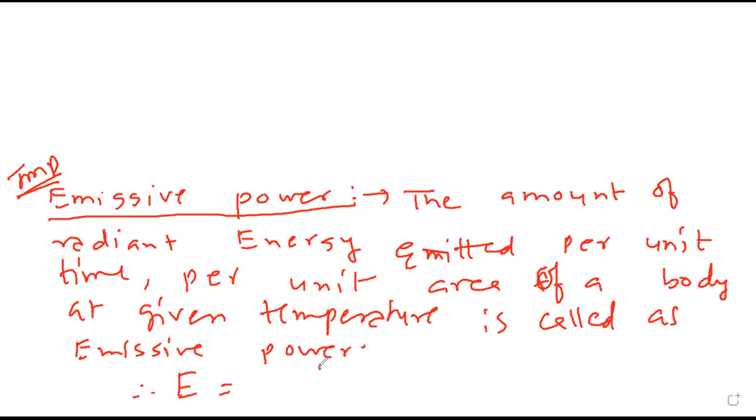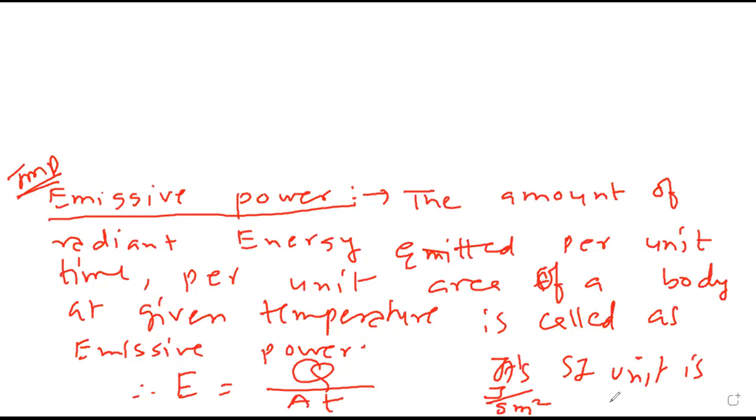Therefore, E equals radiant energy Q per unit area per unit time. What will be its SI unit? Joule. Heat is energy, joule, per second, per meter square. Joule upon second is also called watts. So watt per meter square.